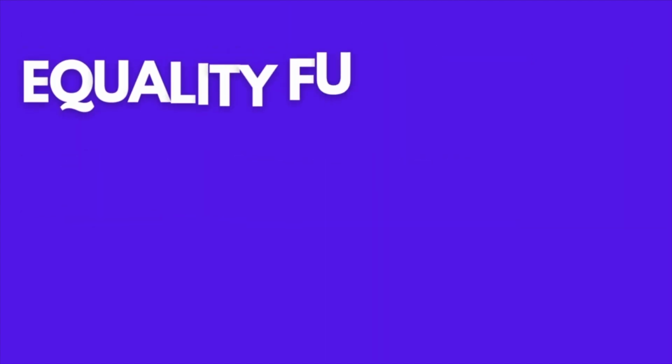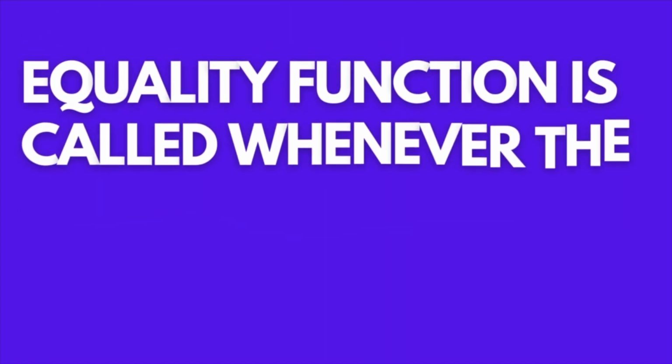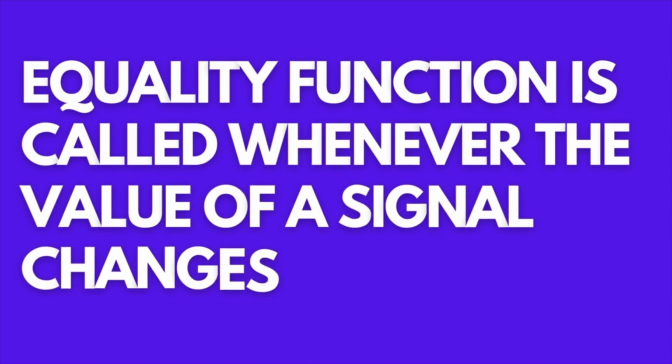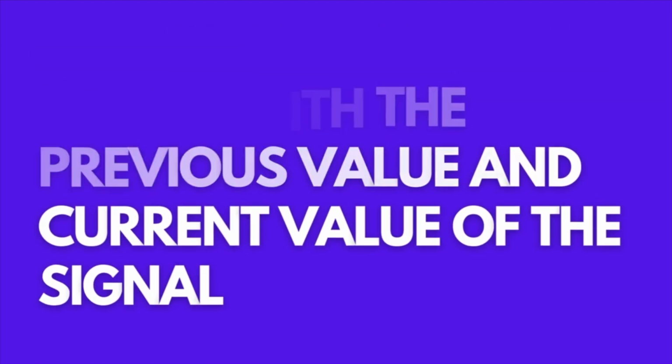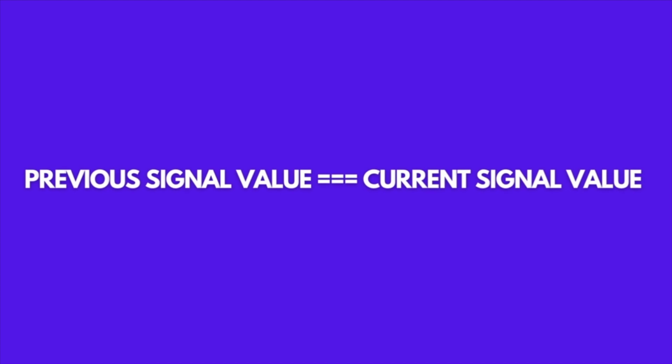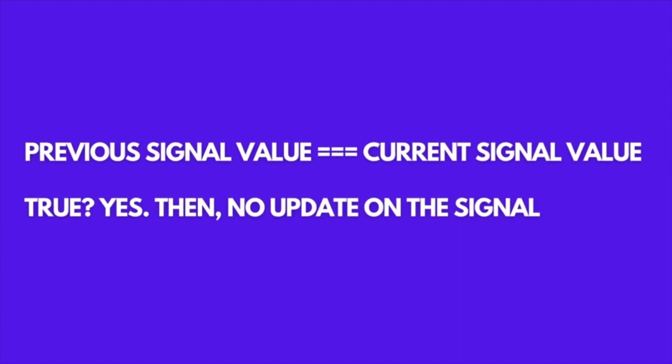The angular equality function is called whenever the value of an angular signal changes. It is called with the previous value of the signal and the current value of the signal. Then a check is made on these two values to see if they are the same. If they are the same, the equality function will return true, which will make the value of the signal not be updated.